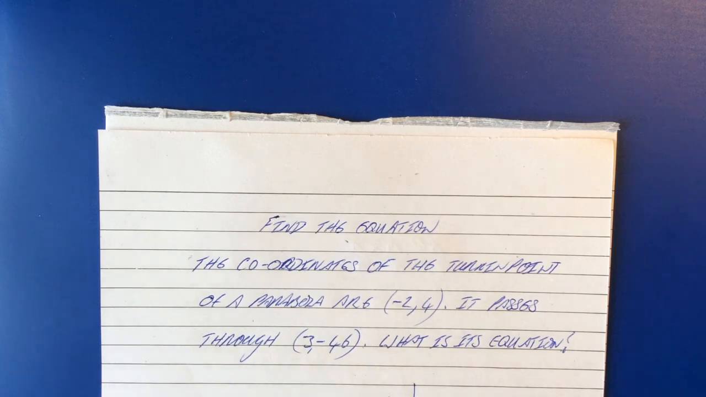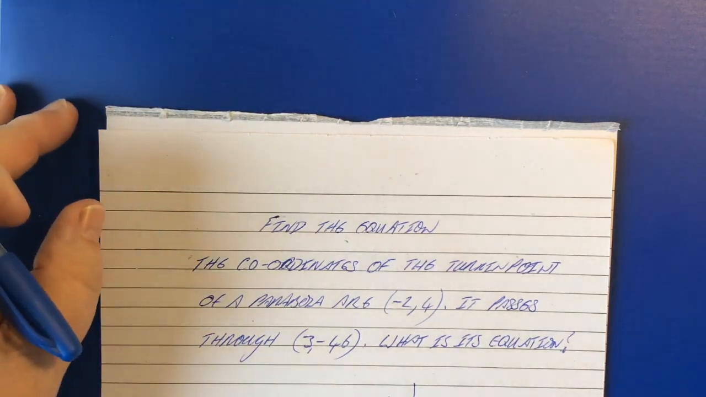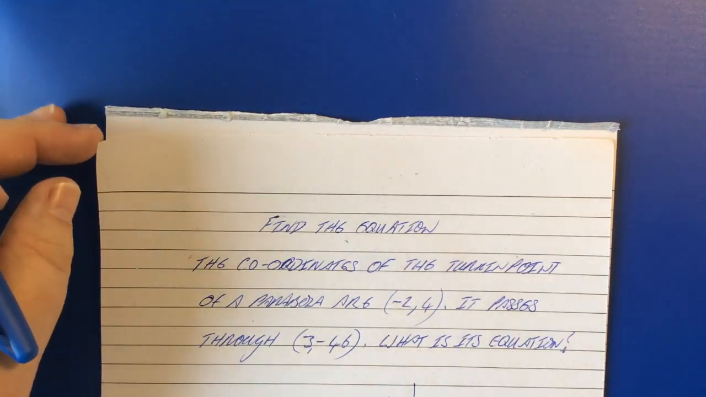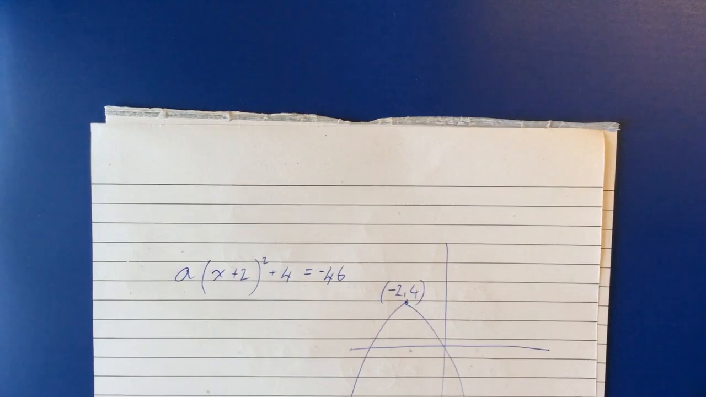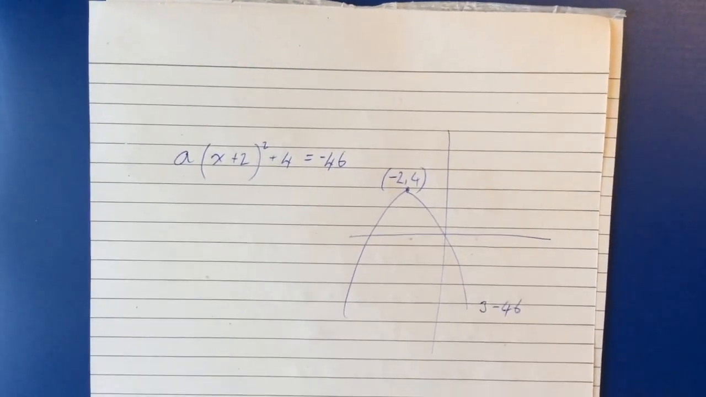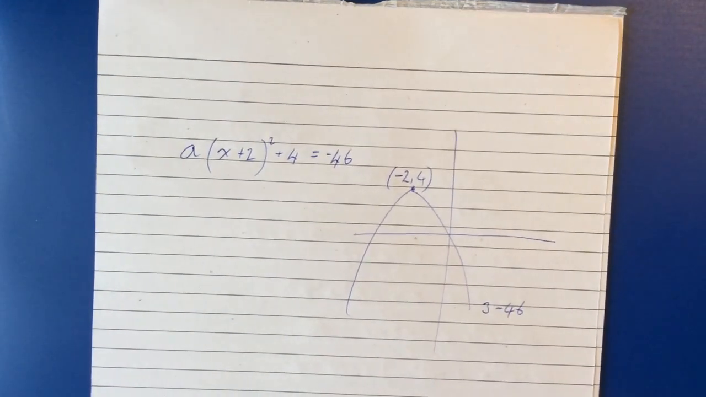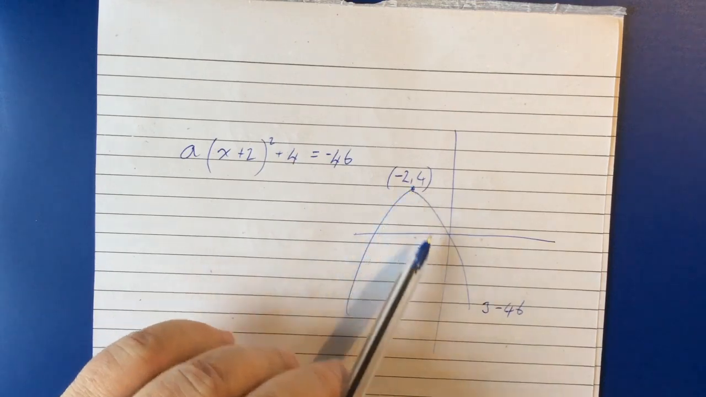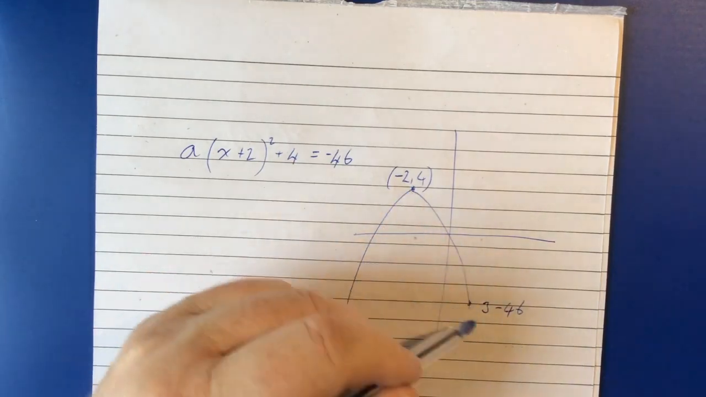So let's just think about that for a moment. This thing has a turning point at -2 and 4, and it passes through a point 3 and -46. So what I've done is a rough sketch of what that might look like. And here it is. Here's the turning point, and here's this other point, 3, -46.